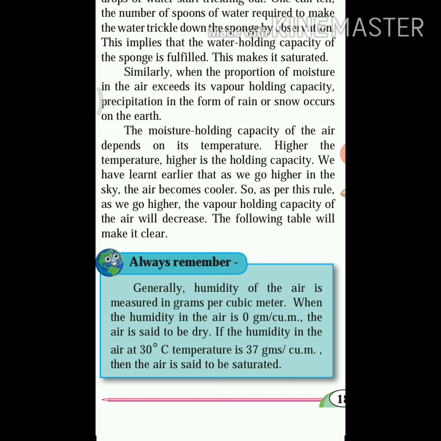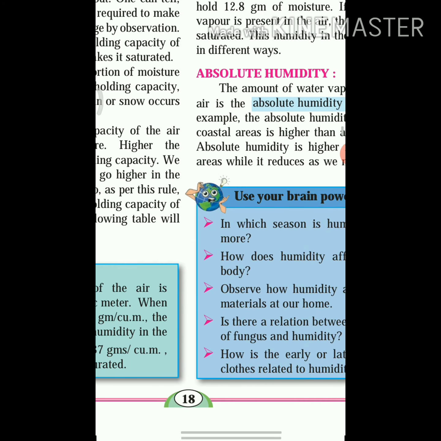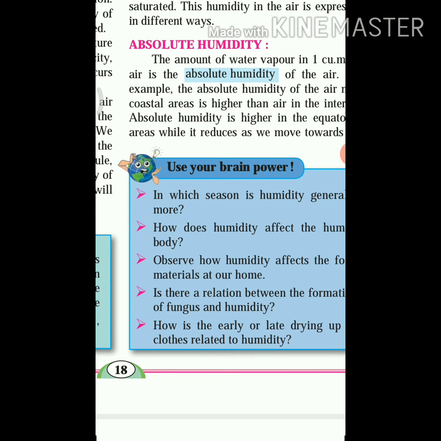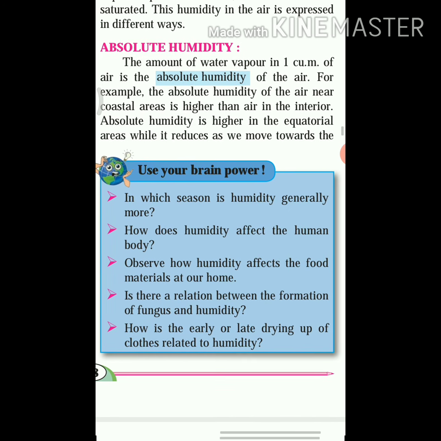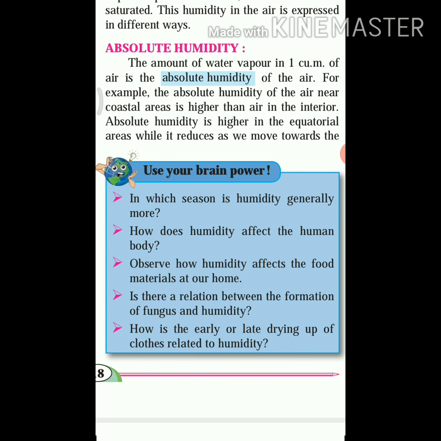The saturation of the air leads to precipitation or snowfall. Okay, now there are two types of humidity: absolute humidity and relative humidity. First, we will see absolute humidity. What is absolute humidity and how it functions?